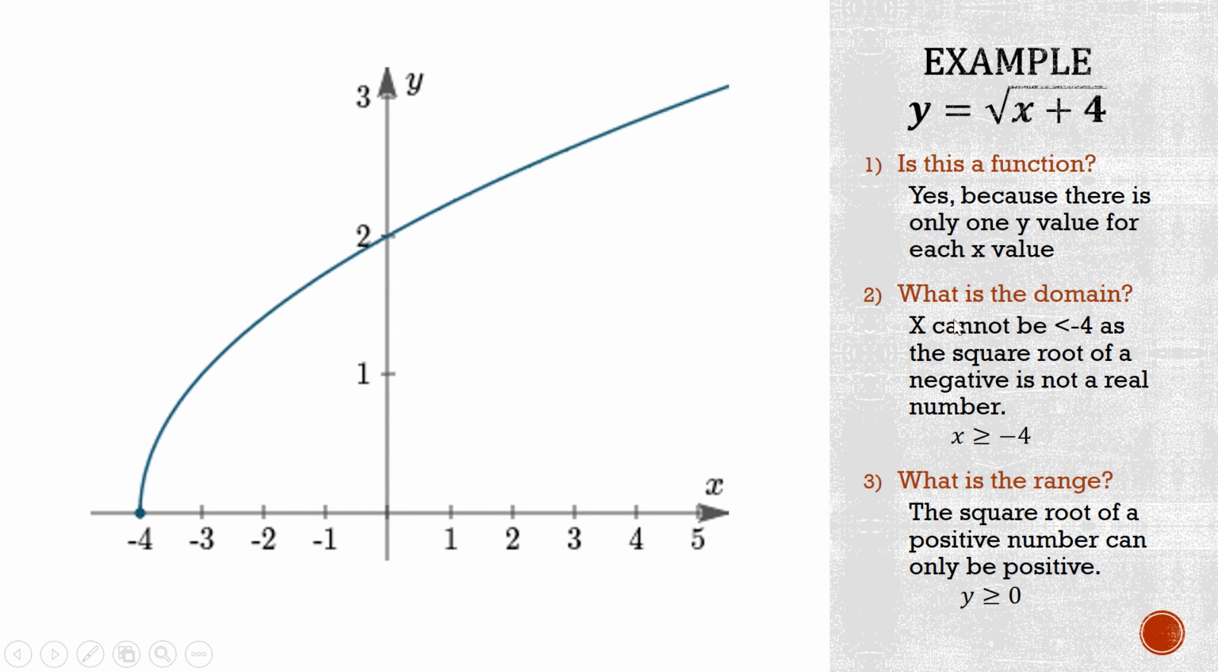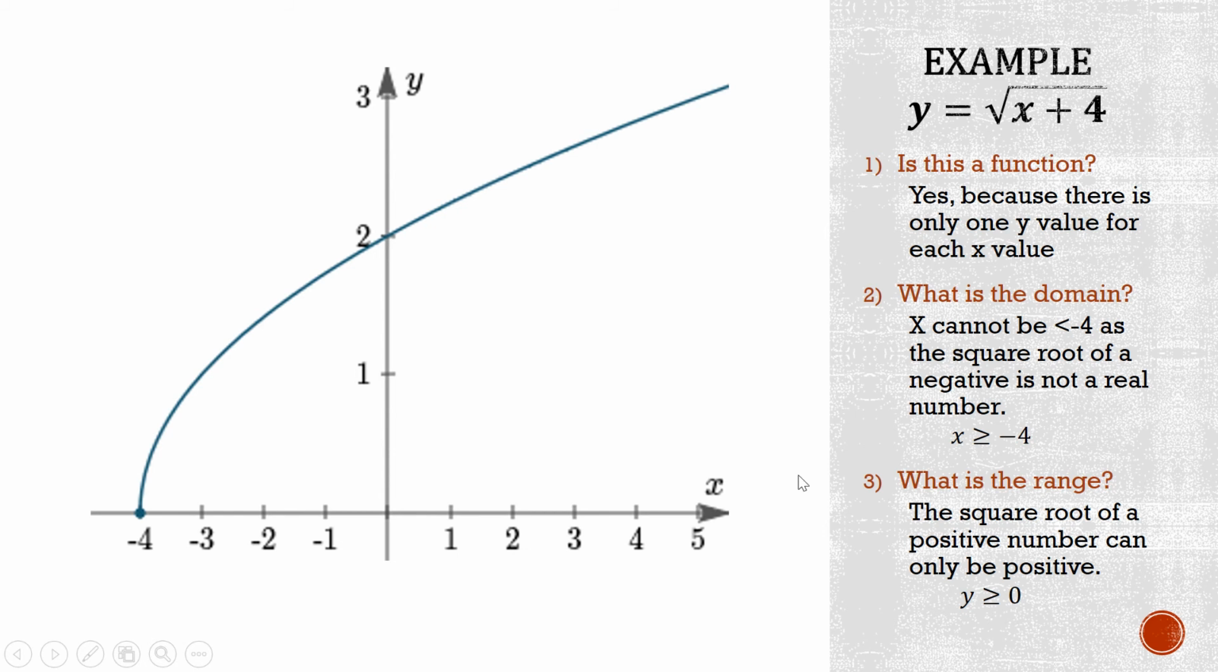Let's have a look at the domain. Because we have a square root here, whatever's in here cannot be negative. So x can be 0. 0 plus 4 is 4. You can take the square root of 4, no problem. x can be -4. -4 plus 4 is 0. Square root of 0 is just 0. So you can see here when x is -4, y is 0. But x cannot be -5 because -5 plus 4 is -1, and the square root of -1 is not a real number. That's why our function just stops. And it does continue up here up to infinity.